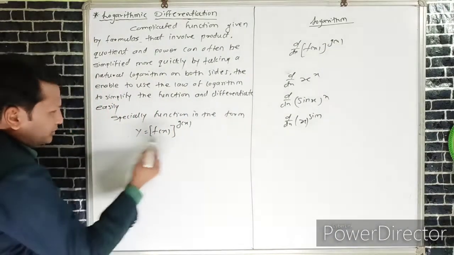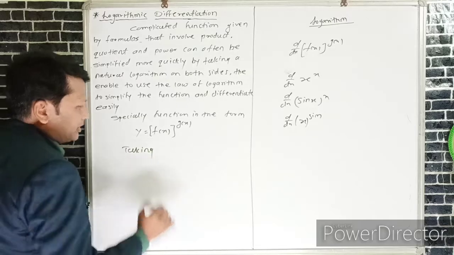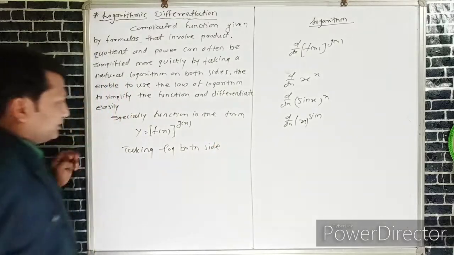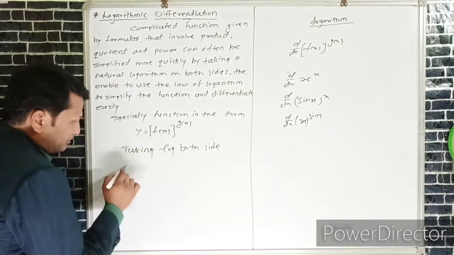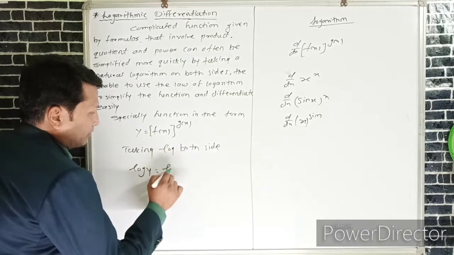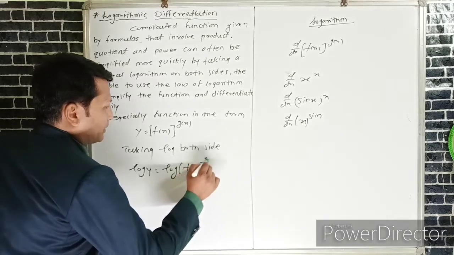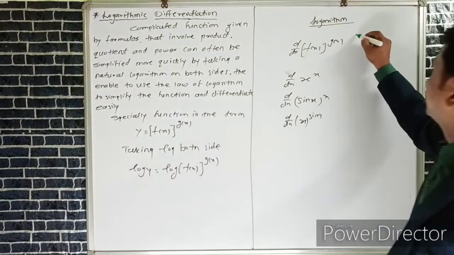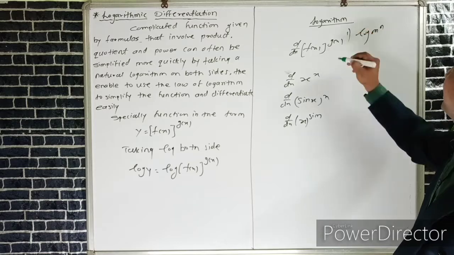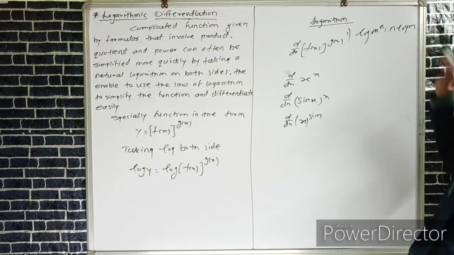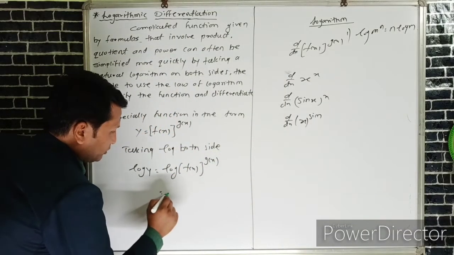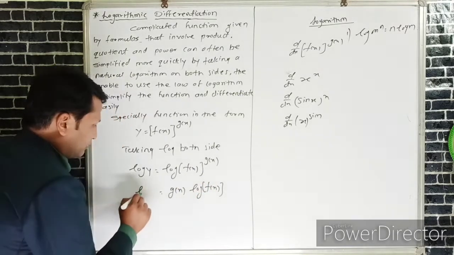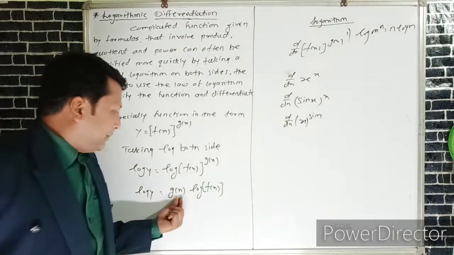The first step is to apply the logarithm, taking log on both sides. If we take log on both sides, we can write on the left side log of y, and on the right side log of f of x whole raised to the power g of x. You know the rules of logarithm. The first rule is log of m raised to the power n equals n log m. Hence we can write log of y equals g of x into log of f of x.